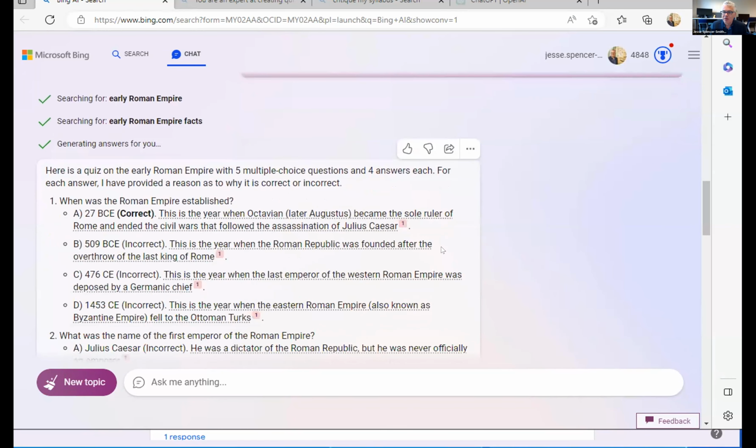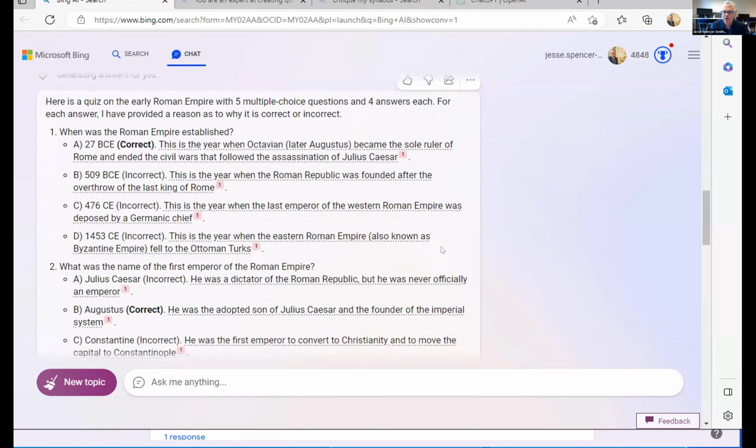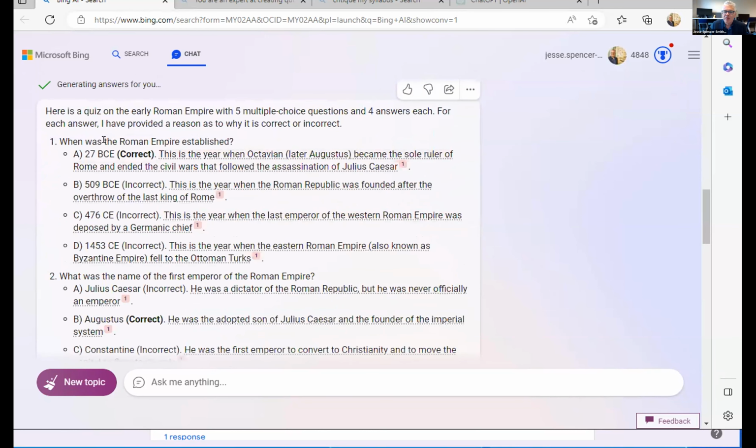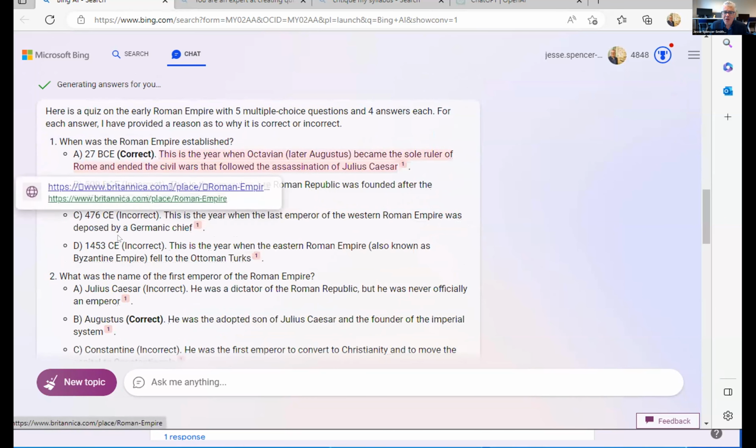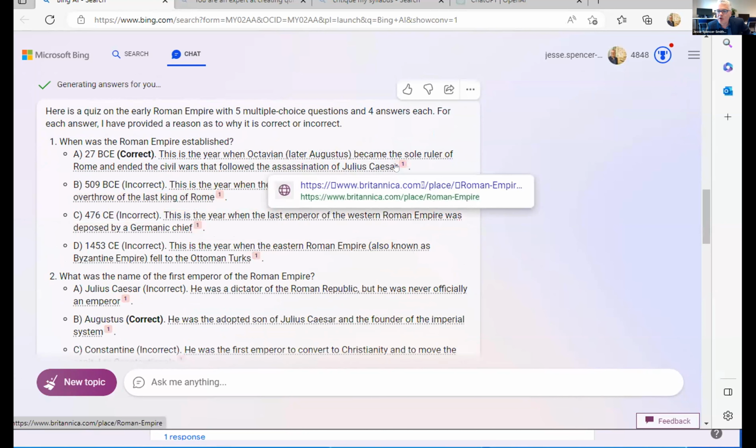And you'll notice it's doing a couple of things here. One, these are not bad. It gives you A, B, C, D. It gives you, when was the Roman Empire first established? 27 BC, correct. This is the year when Octavian, later Augustus, became the sole ruler of Rome. And then it also cites where it got it from. It's only using one source, Encyclopedia Britannica, for everything.